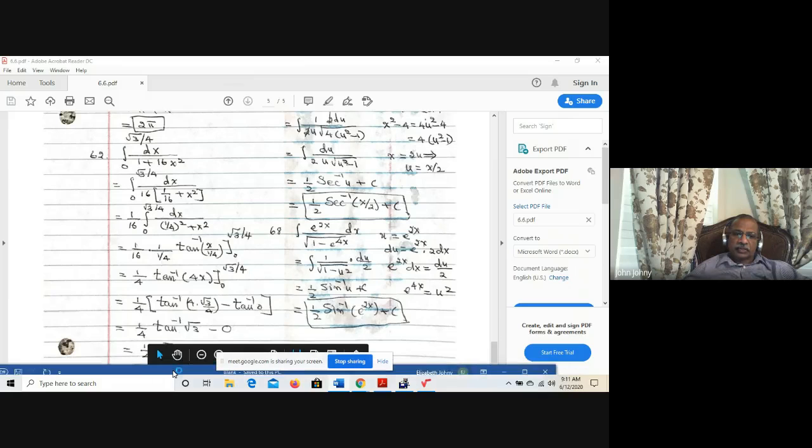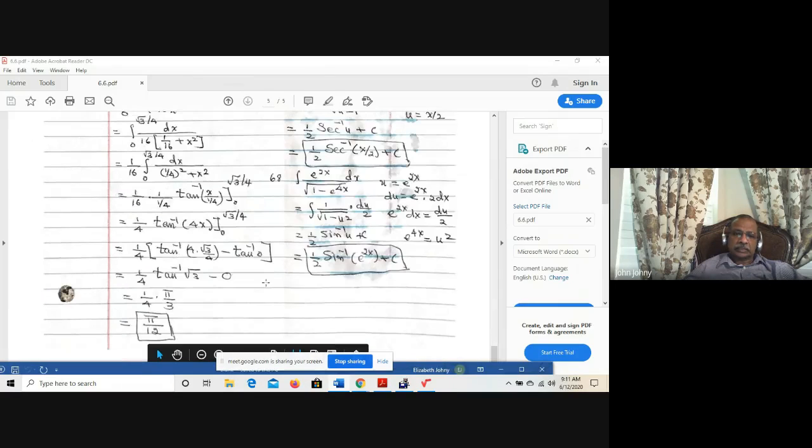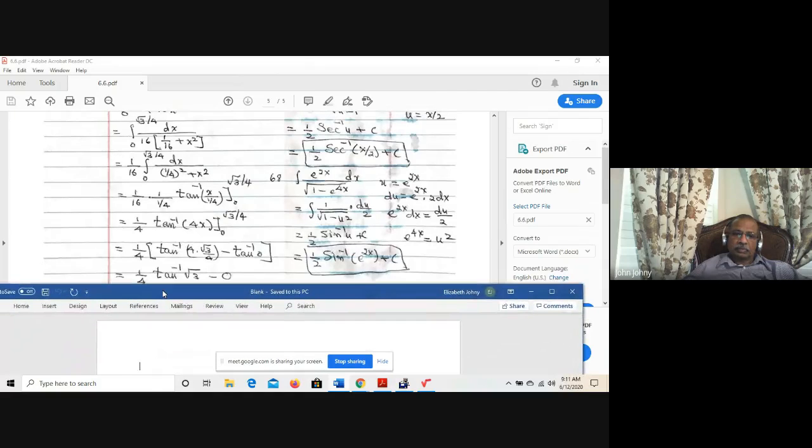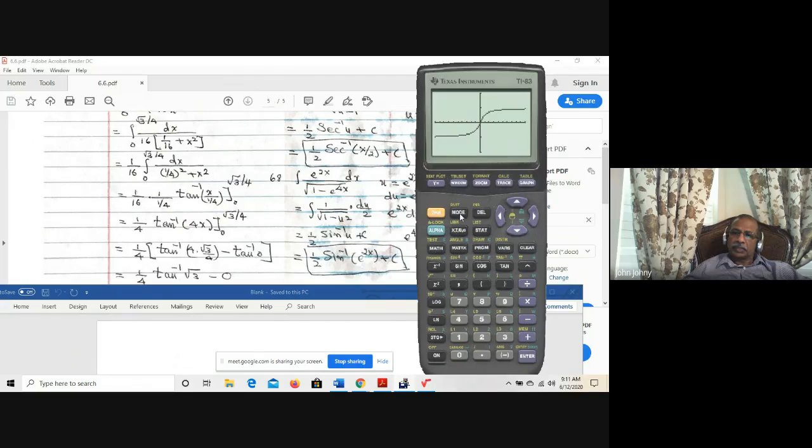And the tan inverse square root of 3 is 60 degree, which is pi over 3. Again, if you don't remember that formula, you may use your calculator. But this time, you have to keep the calculator in the degree mode. Otherwise, the numbers are irrational numbers. So you keep the calculator in the degree mode and then find tan inverse square root of 3.